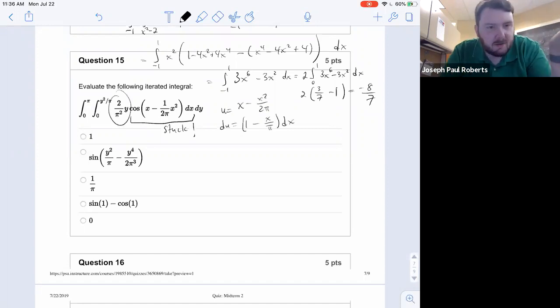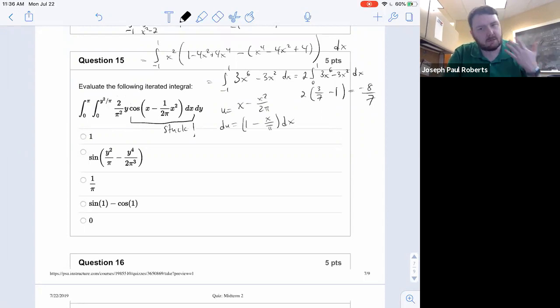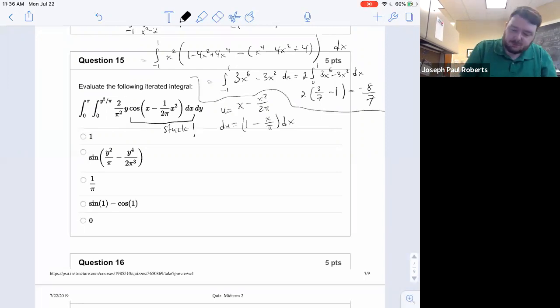I have this 2 over pi squared y. So I'm stuck with the dx, which, remember, you're supposed to take as a hint. Like, should I try polar? Should I try switching the order? And switching the order is what you should do for this. So we should try dy dx.